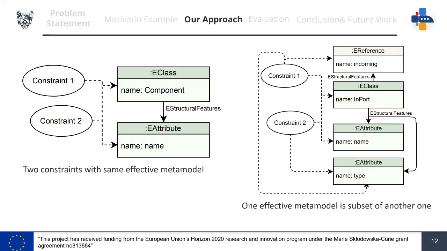Another thing that makes sense is when there is a constraint 1, for example, that uses import class, name attribute, type, and incoming reference, and there is a constraint 2 that uses import, name, type, but doesn't need incoming. So in other words, constraint 2 needs a subset of the information needed for constraint 1. Again, it makes sense to group them, right? So if they need the same information, or if one of them needs information that is a subset of the information the other one needs, grouping makes sense. But it's not always this straightforward.